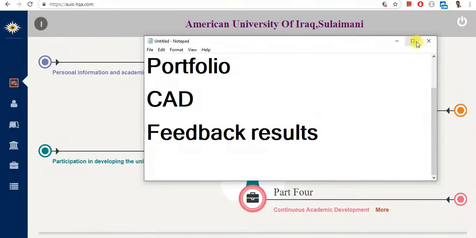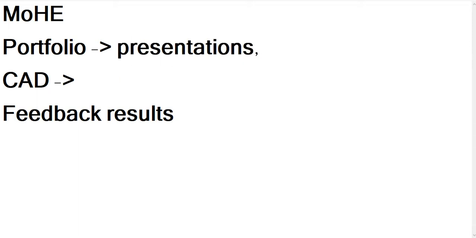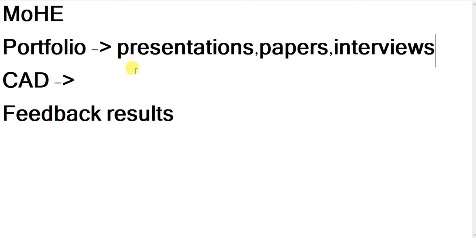So this system is responsible for the portfolio, CAT, and the feedback results. This system doesn't take the feedback; it just stores the results so that we prepare the document that is sent to the Ministry of Higher Education at the end of the academic year. The portfolio includes almost all the academic activities you have done during the academic year, for example presentations, papers, interviews, almost everything.